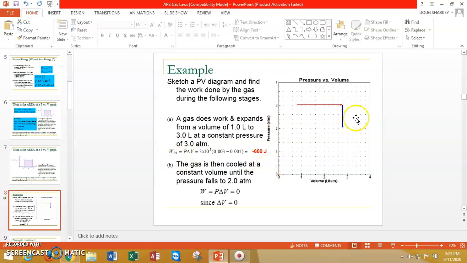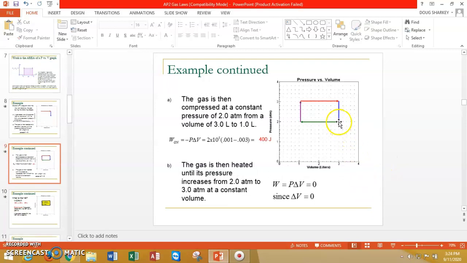Then at state 2 here, we take it to state 3. In order to do that, we would have to cool it off. Pressure decreases, but volume stays constant. And there is no area under that curve, so the work is 0.